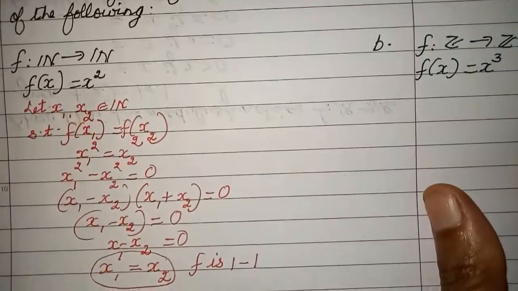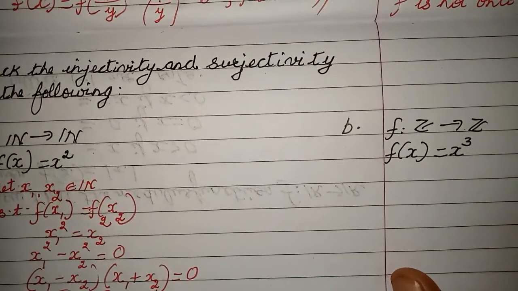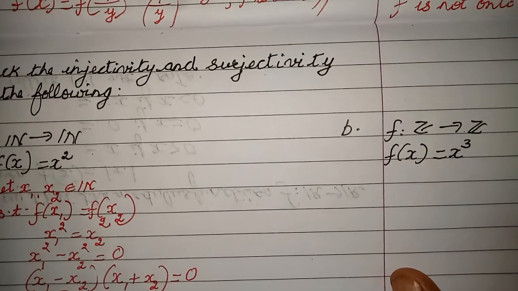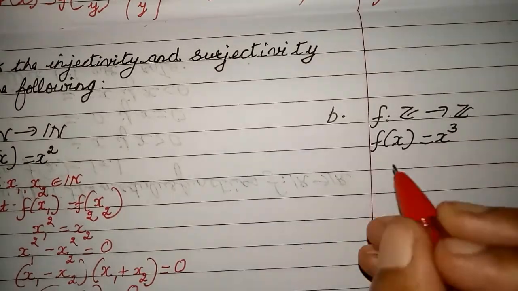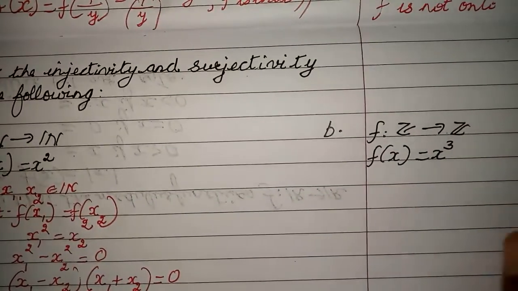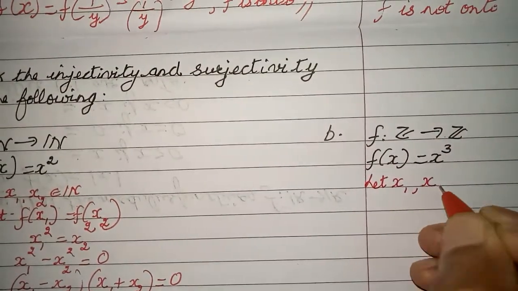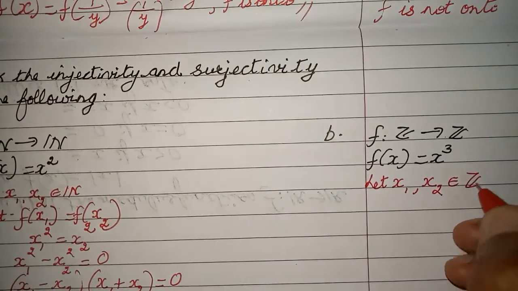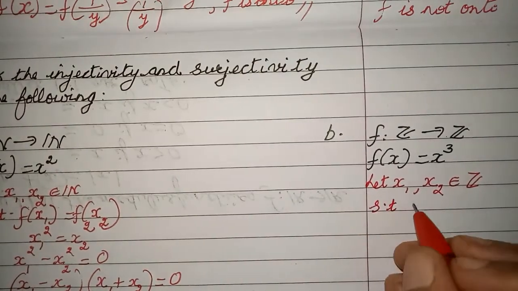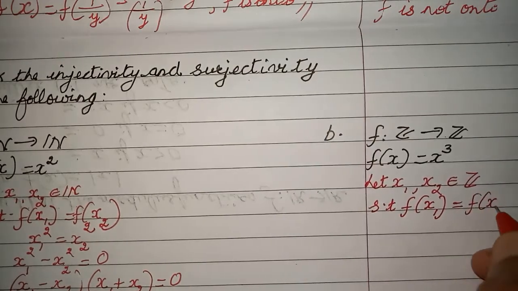Alright, now moving on to another example. I have f from Z to Z, f of x equal to x cube. Same question, injectivity and surjectivity. Okay, one-one and onto. So what I am going to do, again I am going to take x1, x2 belonging to Z such that f of x1 should be equal to f of x2.